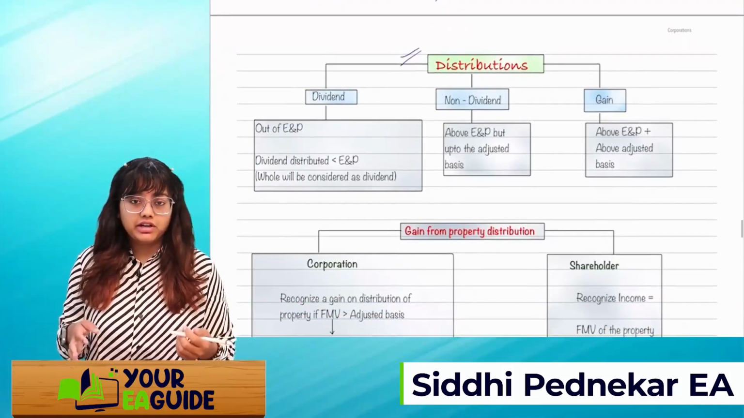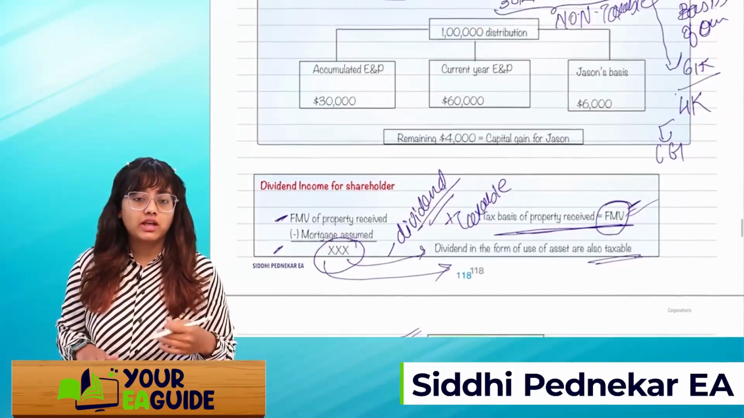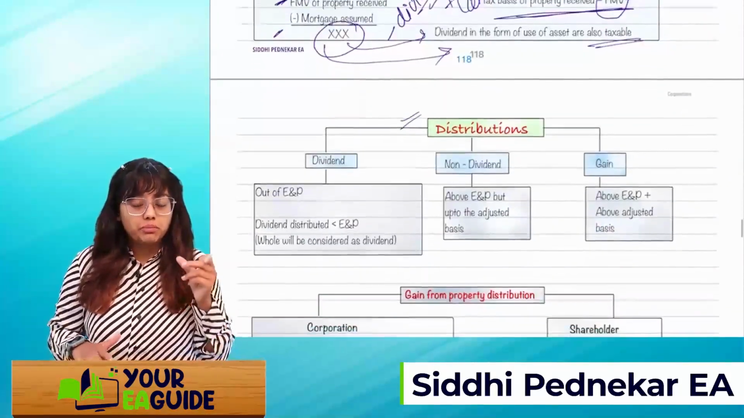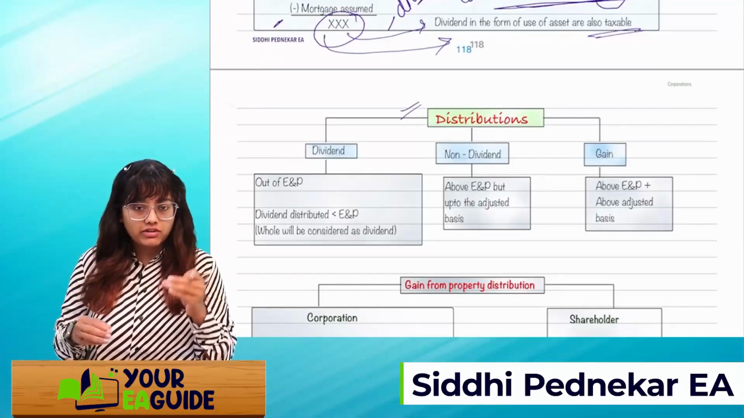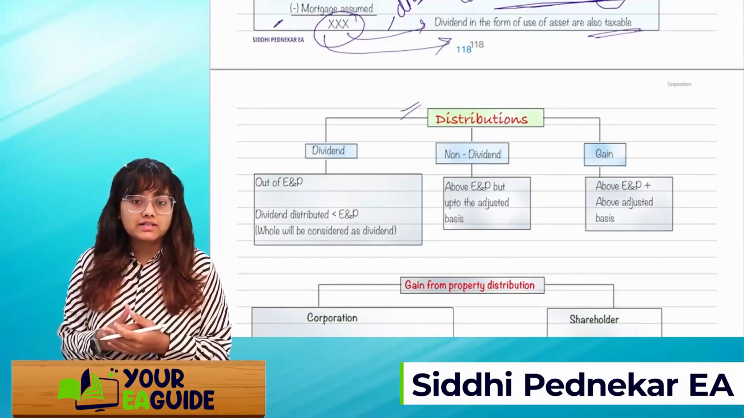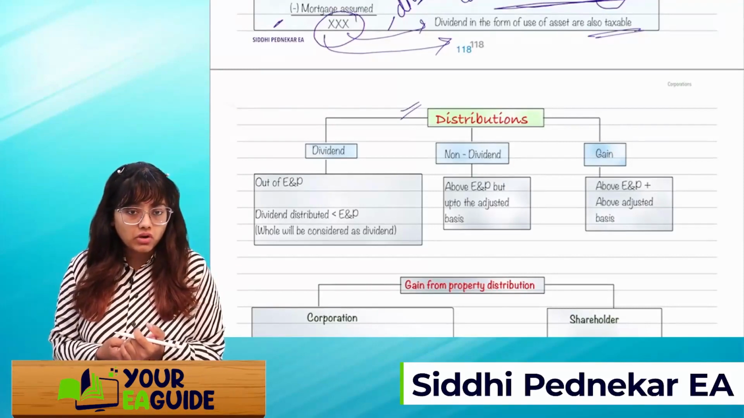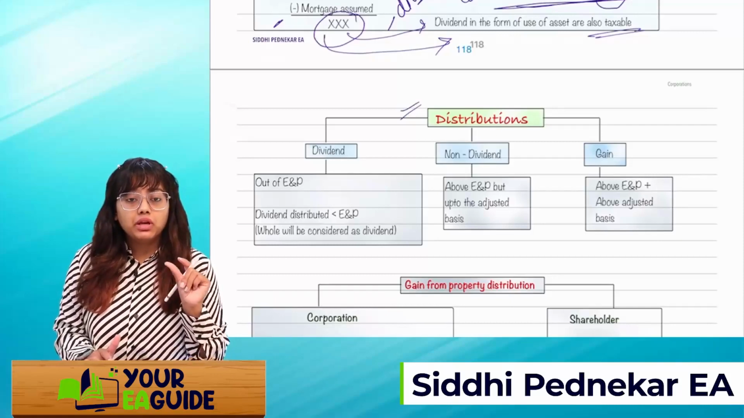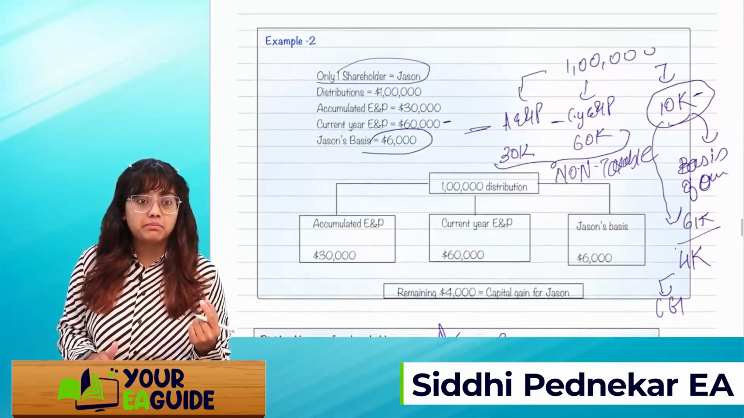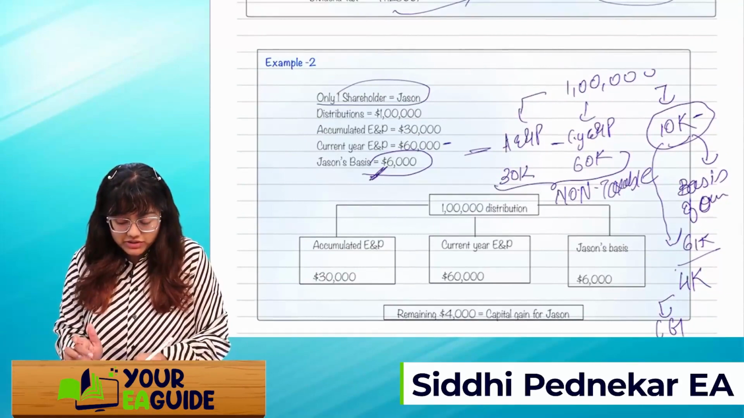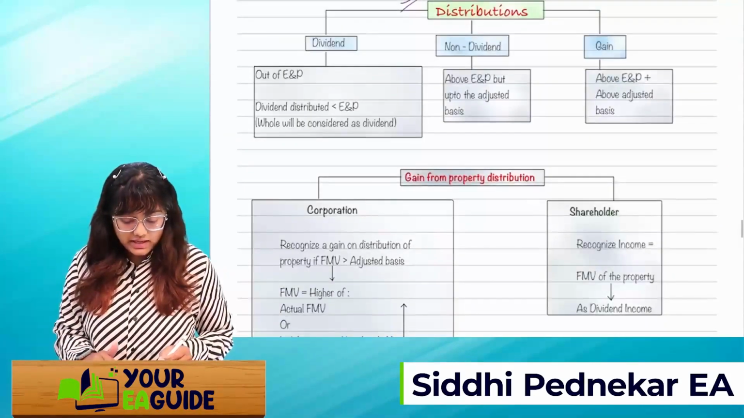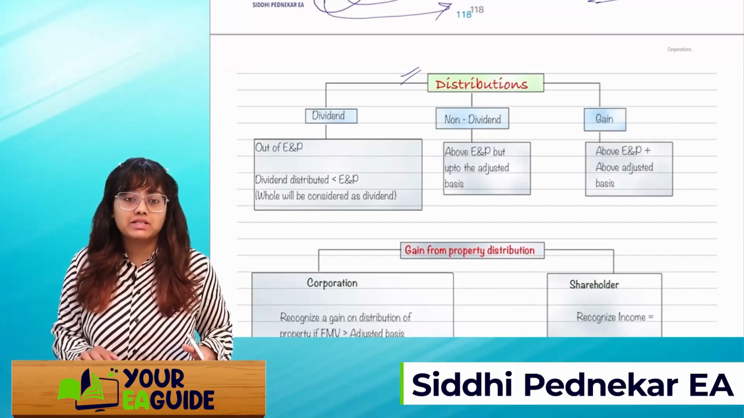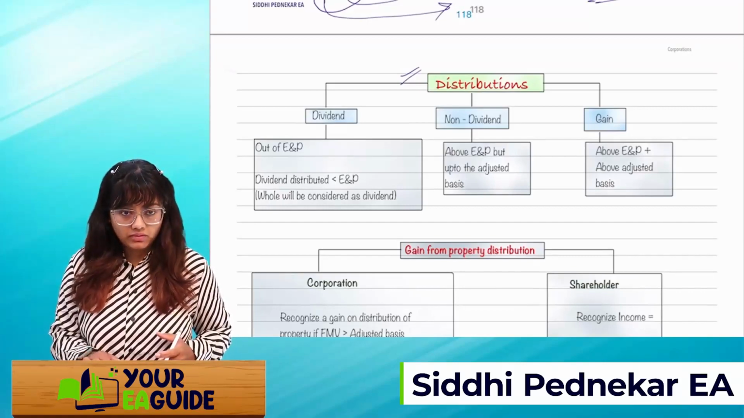So what do we mean by dividend? Right now we saw what accumulated E&P is. Up to the amount of your earnings and profits, whatever is distributed will be considered a dividend distribution. Over and above that accumulated E&P, up to the amount of your basis, as in Jason's example we saw, will be considered a non-dividend distribution.